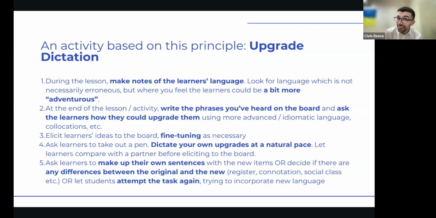Are they exactly the same? For example, maybe one of them is stronger than the other. Maybe one of them's more formal than the other. Maybe one is more likely to be used by someone of a higher social class rather than a lower social class. Or repeat the task, but use the upgraded language this time. This works well, especially for shorter activities, which they could repeat in a minute, 2 minutes, 3 minutes, something that won't take like 10 minutes to do all over again.